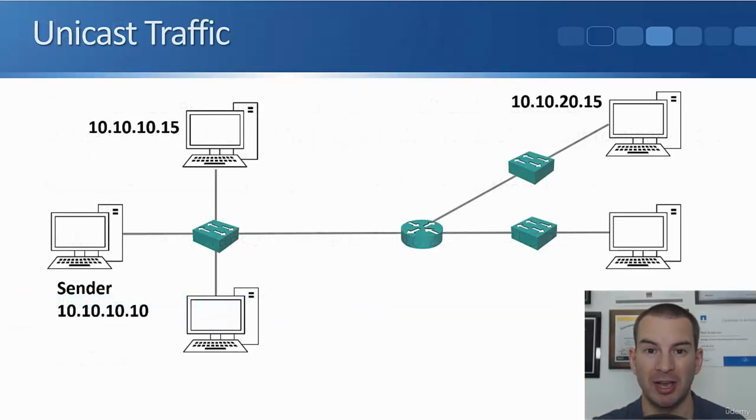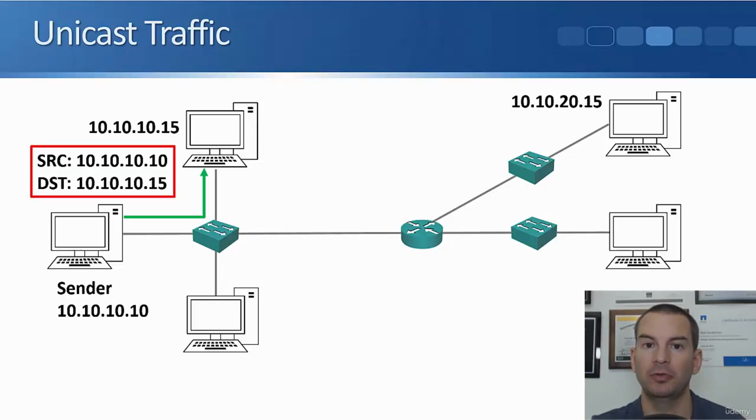So to see how multicast works, let's do a quick review of unicast first. I've got my sender over on the left, which has got the source IP address 10.10.10.10, and it's going to send traffic to destinations at 10.10.10.15 and 10.10.20.15. So it sends traffic to 10.10.10.15, and if you looked in the packet in the layer 3 IP header, you would see the source IP address is 10.10.10.10, the destination is 10.10.10.15. And if we're using a /24 subnet mask, they're both in the same subnet, so that traffic can go directly between the hosts without having to go via a router.